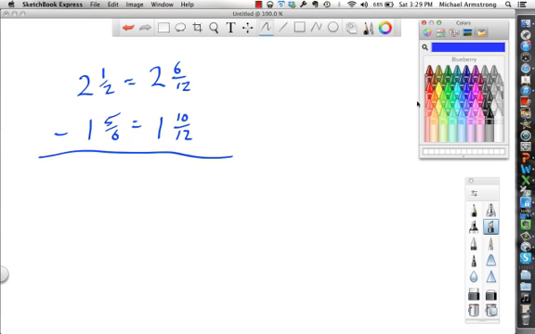And if we just show our work, 2 times 6 is 12, so 1 times 6 is 6, and that works. 6 times 2 is 12, and 5 times 2 is 10. But I still have to change my 2 and 6/12 into something. So I can rewrite it as 1 plus 1 plus 6/12, and then rewrite this 1 as 12/12 plus 6/12. And then 6 plus 12 is 18.